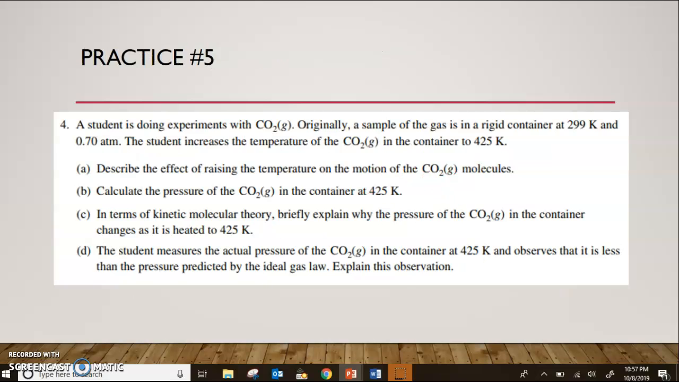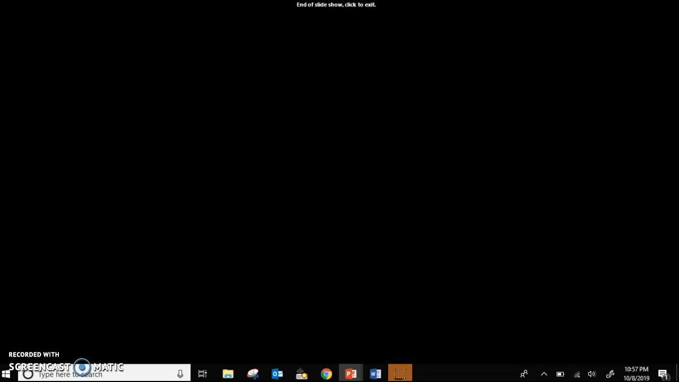Here's another practice problem for you. This one will take you a little bit longer, so try it out and then check with your neighbor. Okay, I will see you tomorrow.